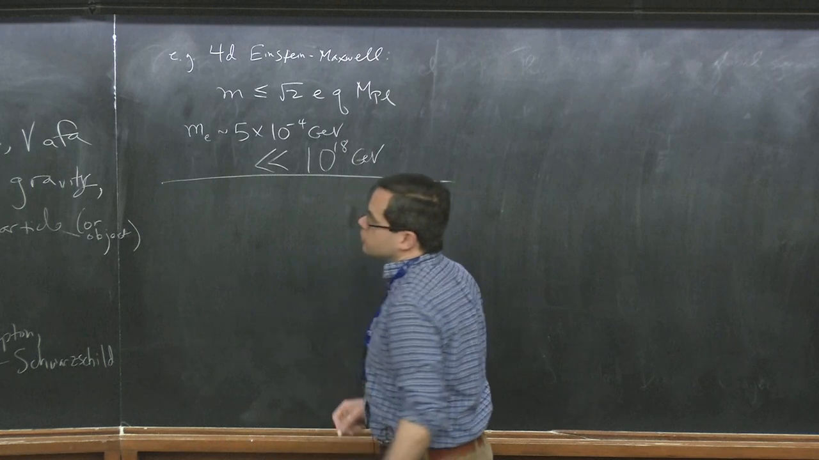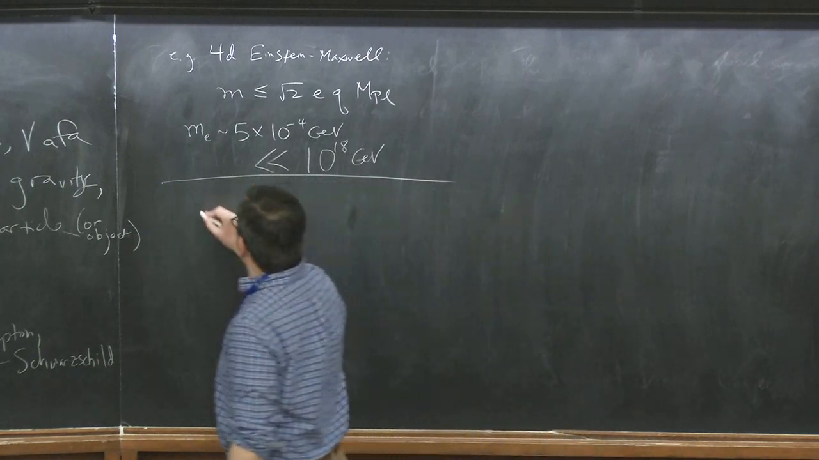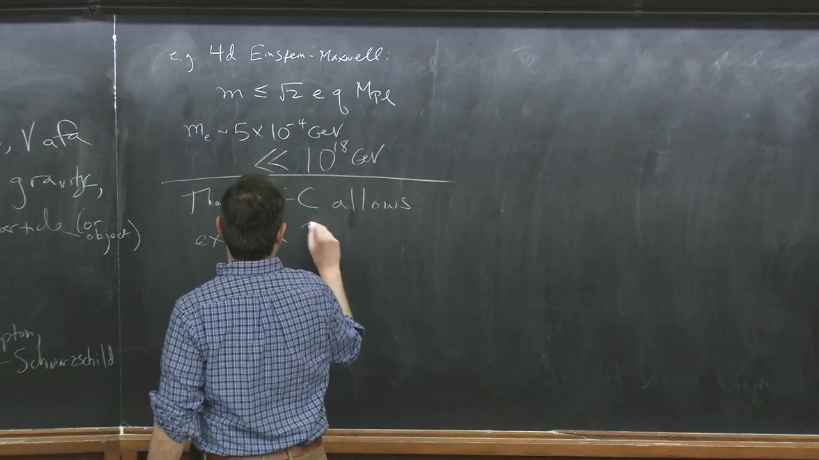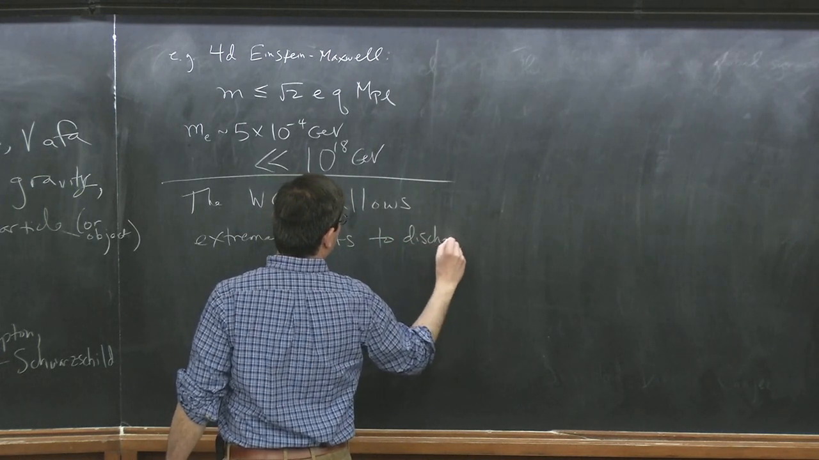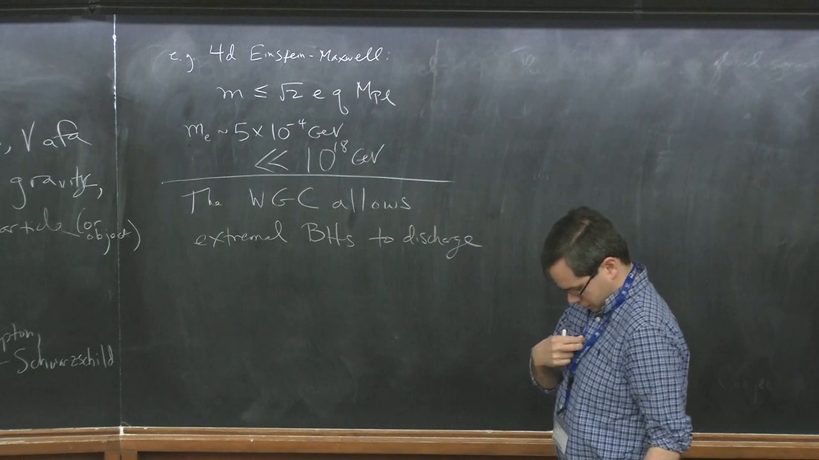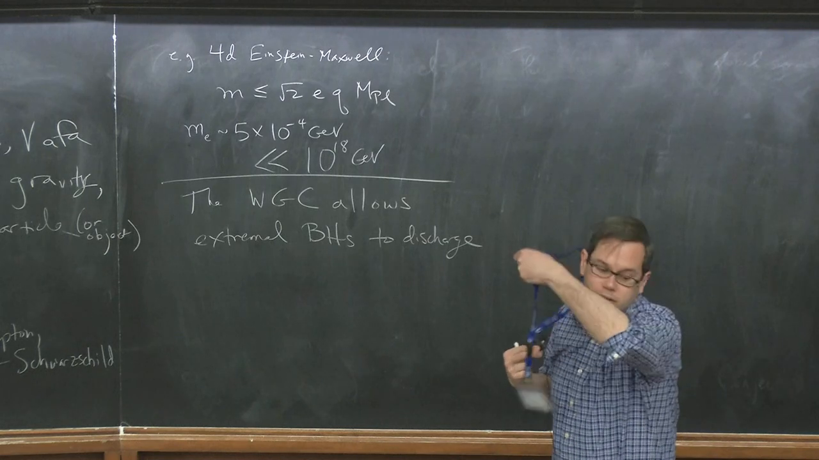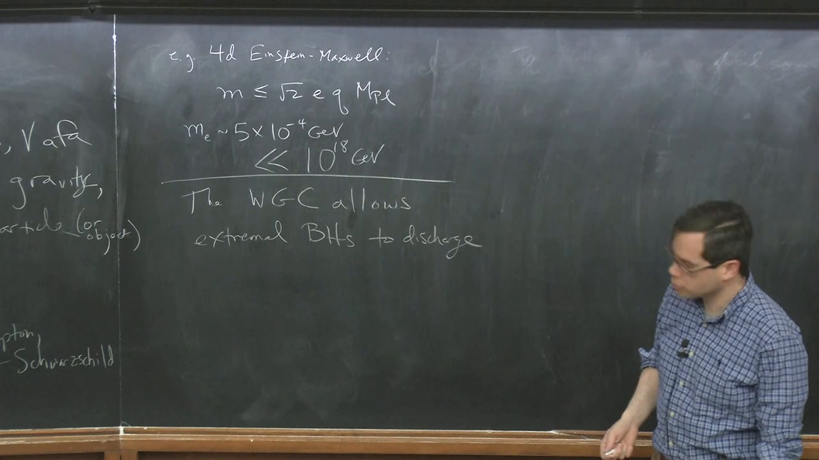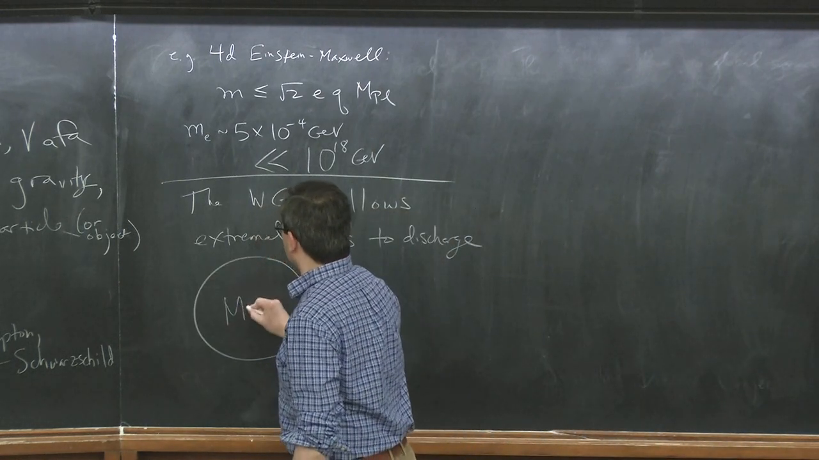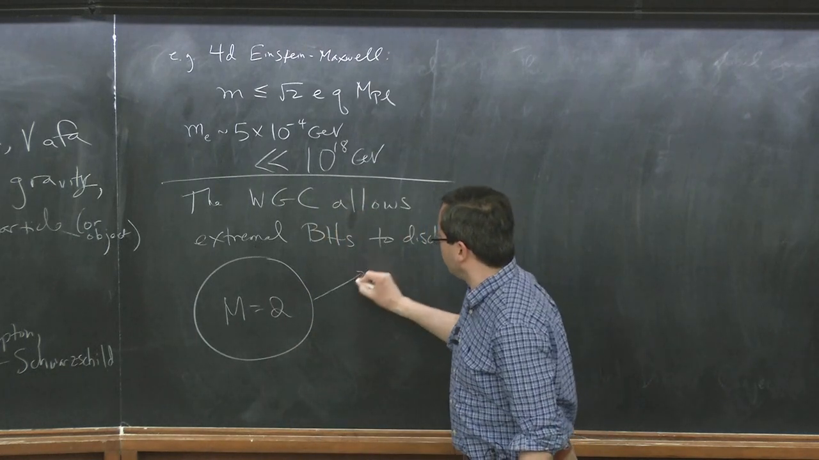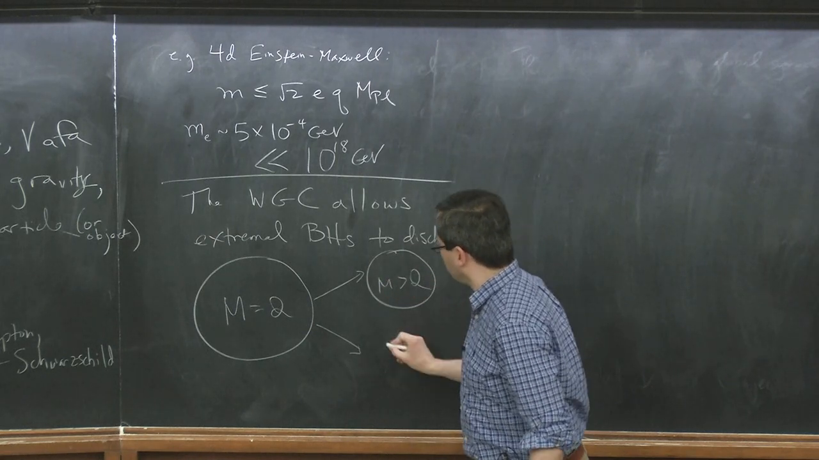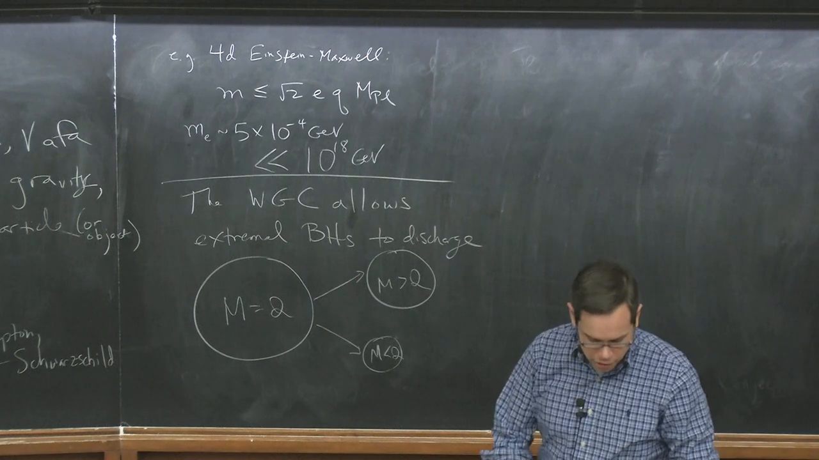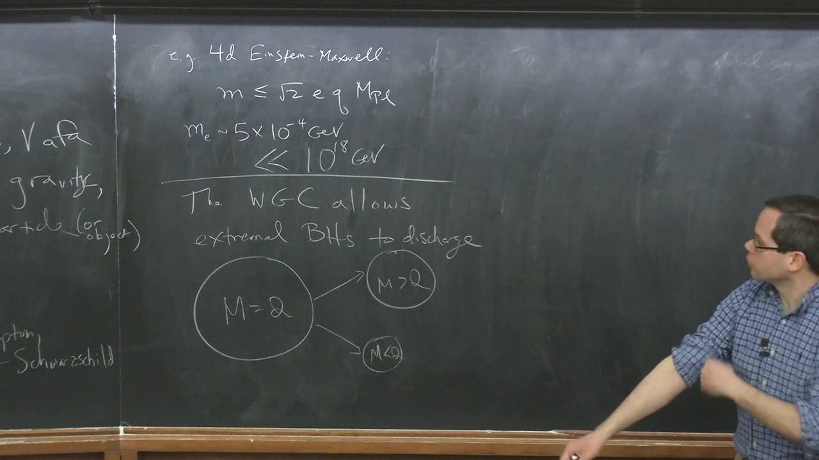Good. In fact, that statement about decay leads me to one motivation for this conjecture, which is that the weak gravity conjecture allows for extremal black holes to discharge. So an extremal black hole in appropriate units has mass equal to its charge. If it decays to two lighter objects, then just kinematically, one of them must have mass bigger than the charge, and one of them must have mass smaller than the charge. And so the weak gravity conjecture can be thought of as the kinematic condition that allows for extremal black holes to shed their charge.